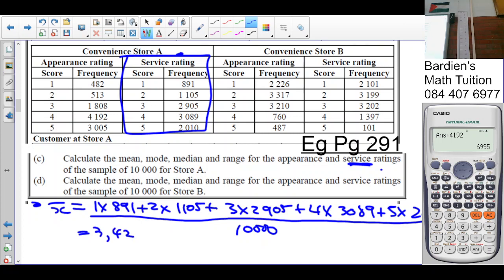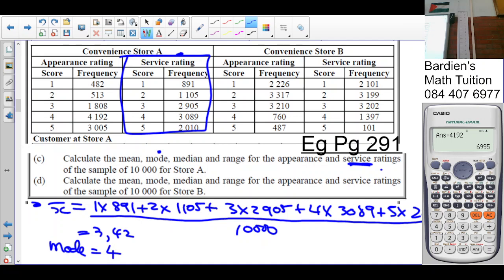You all agree with that? Yes. Right. Then it says the mode. So the mode is the number that occurs the most. So 1 is occurring 891 times. 2 is occurring 1,105 times. 3 is occurring 2,905 times. 4 is occurring 3,089. 5 is occurring 2010. So which number is occurring the most? 4. So 4 is the mode.